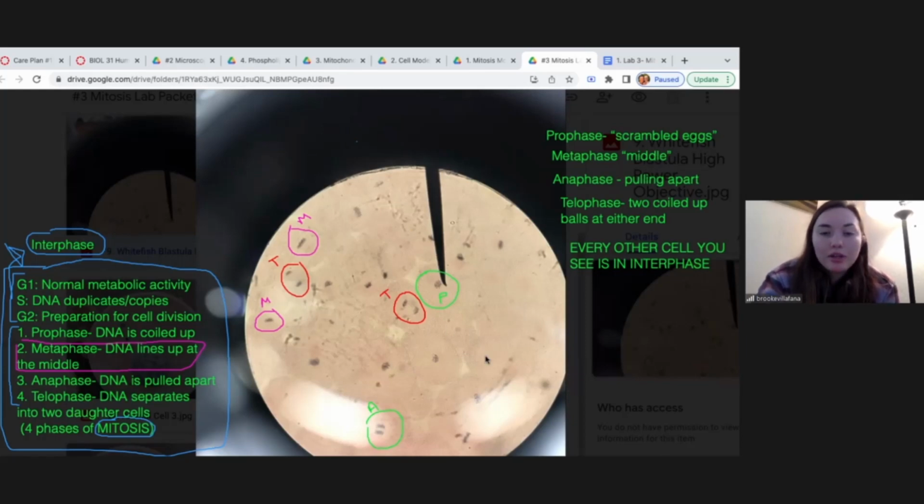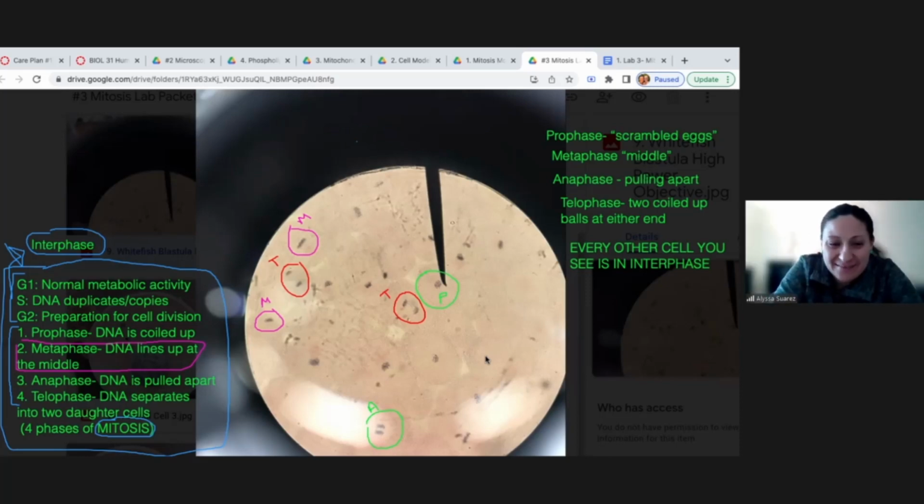Yes, good observation, Alyssa. So the anaphase is kind of fluffier. Good. Yeah, I just put that in my little notes. Fluffy like presents.